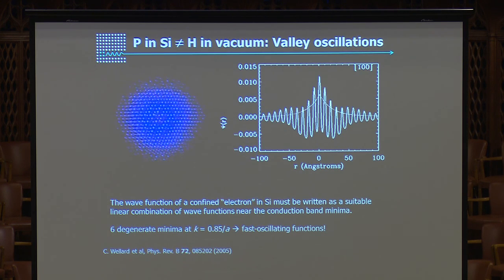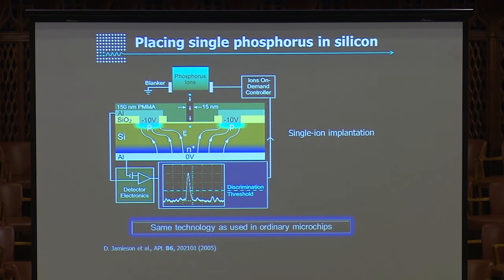It's different in size, but it also has these funky oscillations at basically the atomic scale. So this is very pretty to look at, but it's not very pretty to work with, as I'll explain later on. All right, now how do you place a single phosphorus atom in a silicon chip?